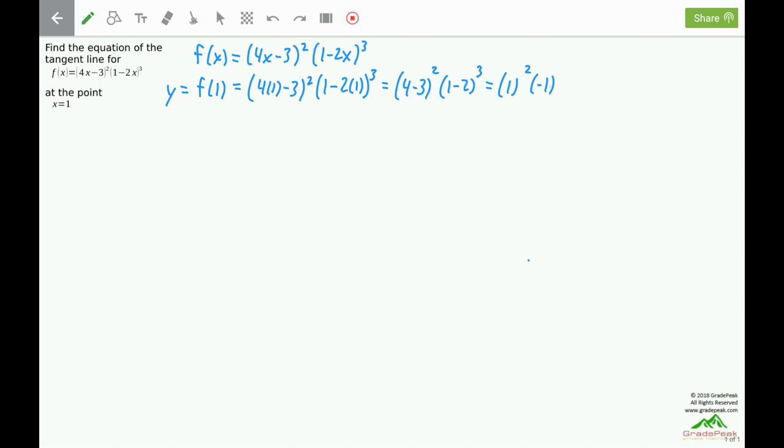1 minus 2 is a negative 1, cubed. 1 squared is 1, negative 1 cubed. 3 negative 1s will become negative 1. And 1 times negative 1 is negative 1. So I have the point x coordinate of 1 and y coordinate of negative 1.